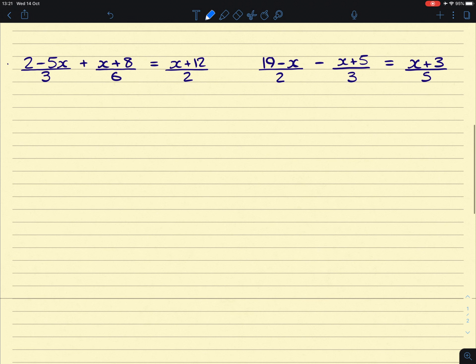For these two, a little bit more fun involved here. 6, 3, and 2 are our denominators. We need to multiply by a number that gets rid of all of those.